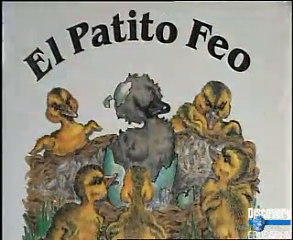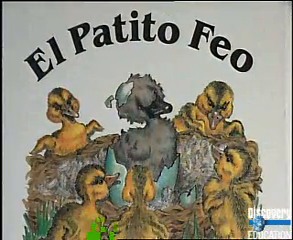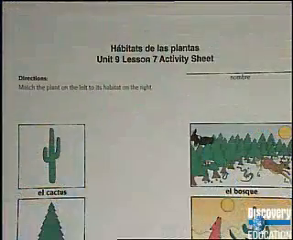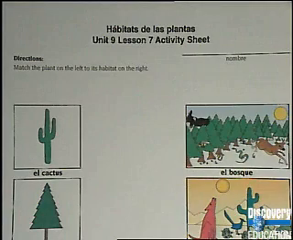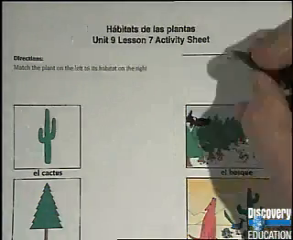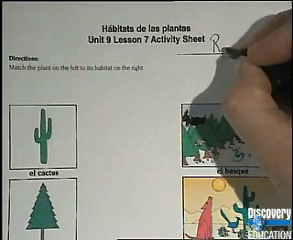El patito feo. Well, hopefully you recognized a lot of the words because you probably already knew the story. But I tell you what, for right now, let's go ahead and look at our activity sheet for today. It's called Hábitats de las Plantas. Okay? This one's pretty easy. Okay, go ahead and start off. Put your name up at the top.